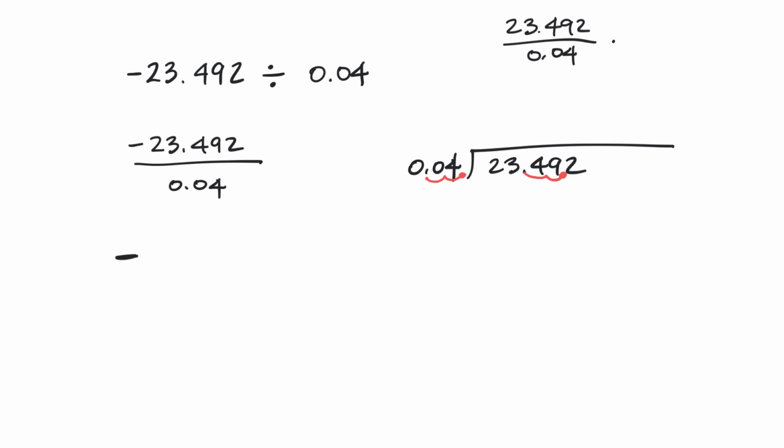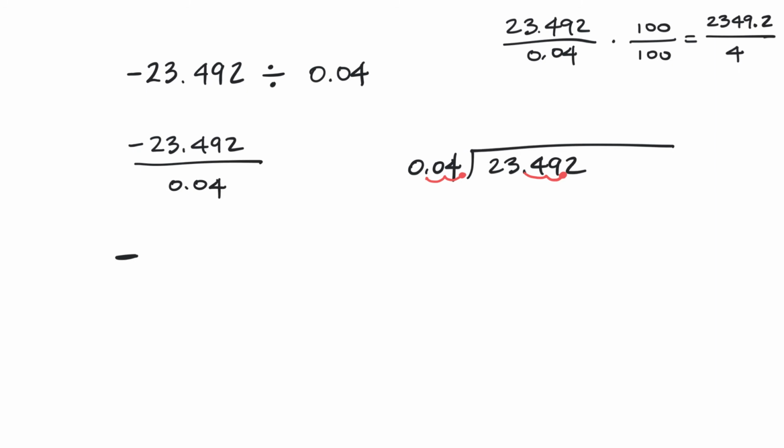So if I multiply the bottom by 100, I have to multiply the top by 100 as well. And so I would get 2349.2 over 4. And this is an equivalent fraction to this. So when we do our division for this, we'll get the same value here as we would here. That's why it's okay to move this decimal over twice and this one over twice, because all you're doing is multiplying top and bottom by 100, which is this quotient here is equal to 1. We're just multiplying it by 1.